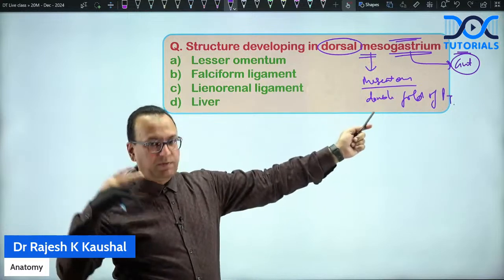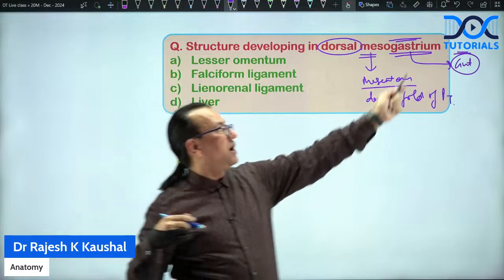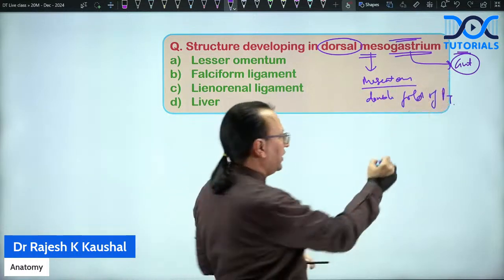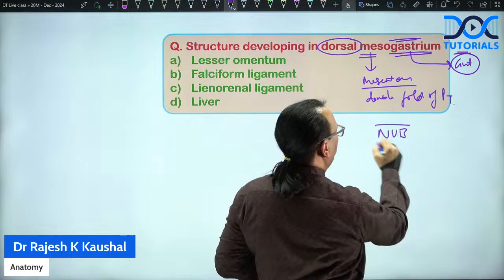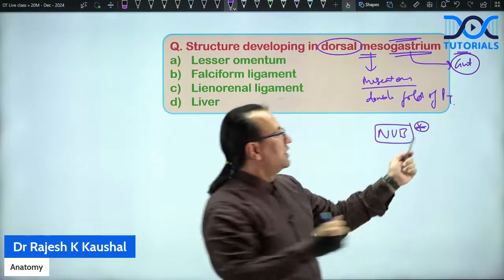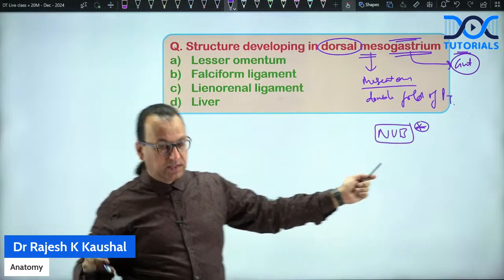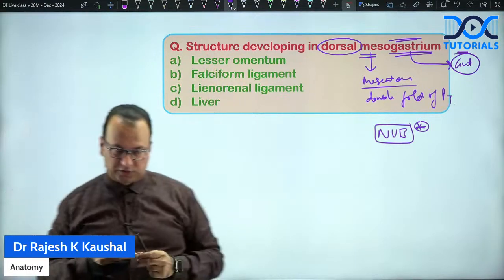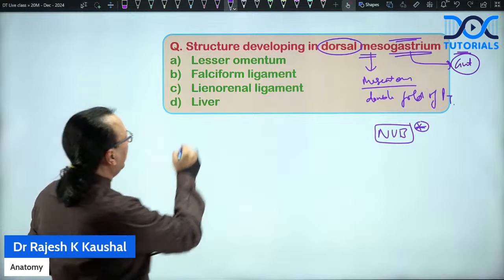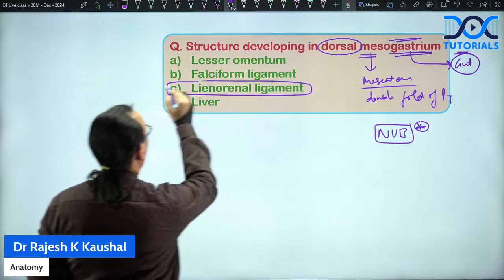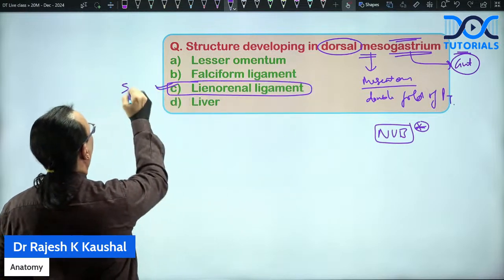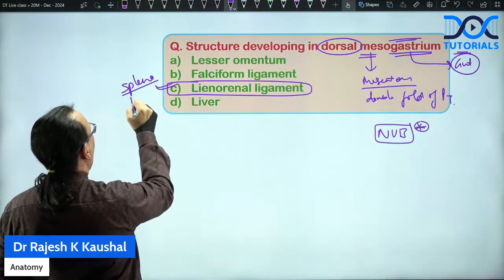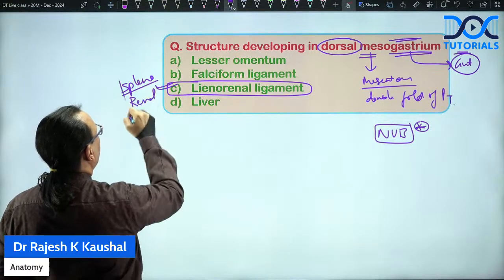But why do you need a double fold of peritoneum attaching to the gut? To carry the neurovascular bundle. They will keep asking which neurovascular bundle is present in this ligament, that ligament: nerve, artery, vein. If you are talking about dorsal mesogastrium, your answer is lienorenal, or what is called splenorenal, because it is between the spleen and the kidney. Splenorenal ligament, it is dorsal.